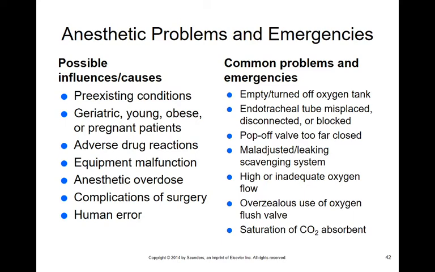Common problems that we see in emergencies during anesthetic: if we have an empty or turned off oxygen tank, so always check your oxygen tank. Endotracheal tube is not in the right spot. It's disconnected or it's blocked in some way. If your pop-off valve is too far closed, remember I said it should always be open when you're dealing with a pet attached to it. If you have a maladjusted or leaking scavenging system, that can cause problems. If you have high or inadequate oxygen flow, that'll be a problem. Overzealous use of the oxygen flush valve is a major problem.